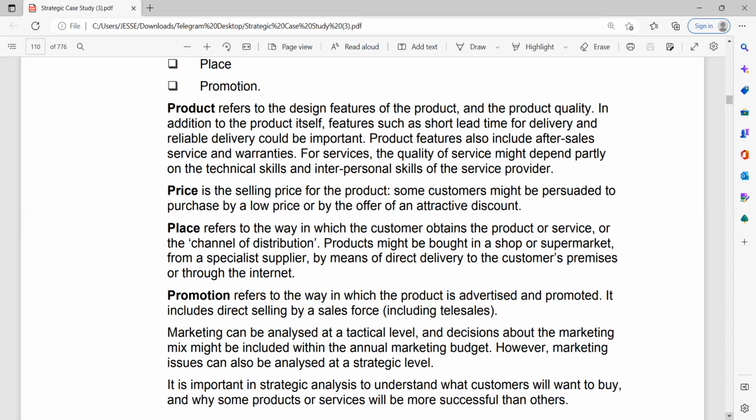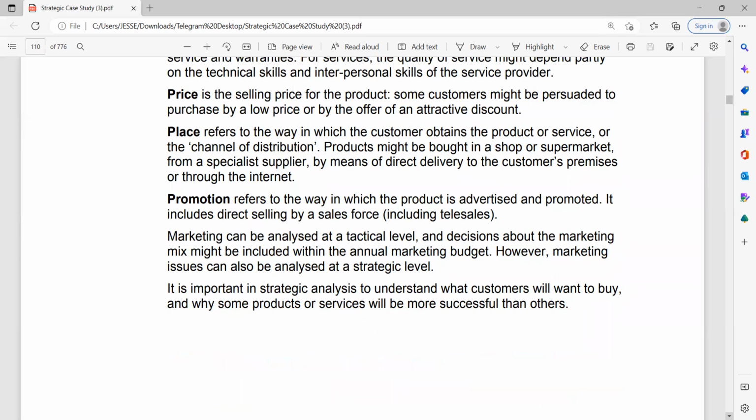So that's very, very important on the promotional front. Marketing can be analyzed at a tactical level, and decisions about the marketing mix might be included within the annual marketing budget. However, marketing issues can also be analyzed at the strategic level. Now, this is very important to understand, right? You can do this marketing analysis at both the tactical level and the strategic level. We already discussed what these mean, right?